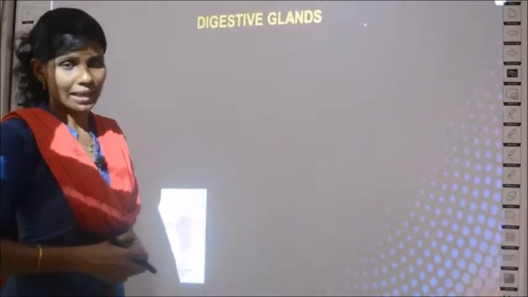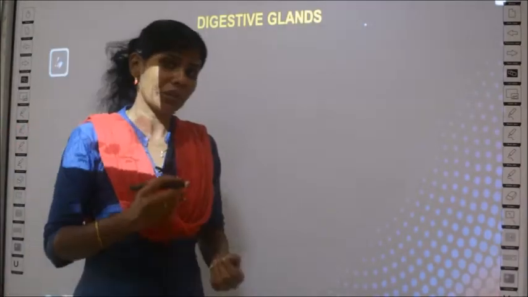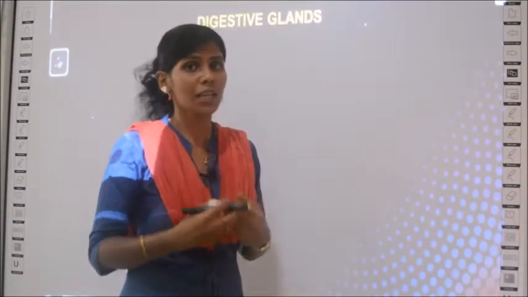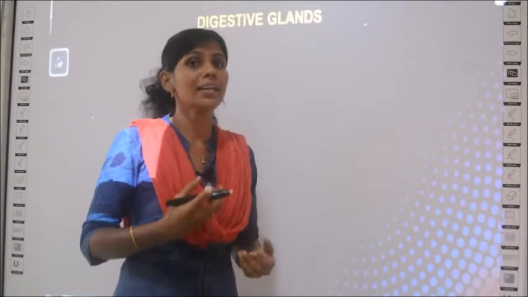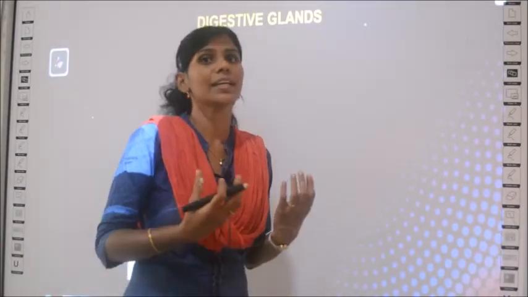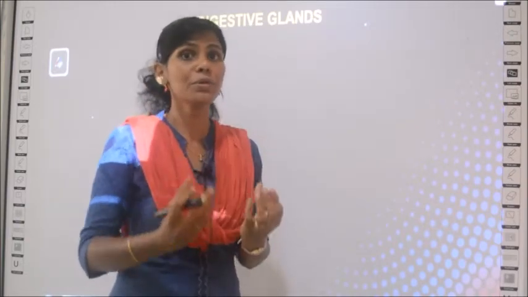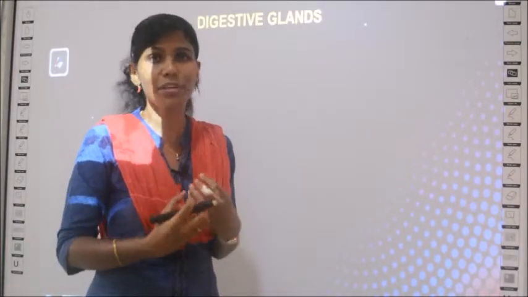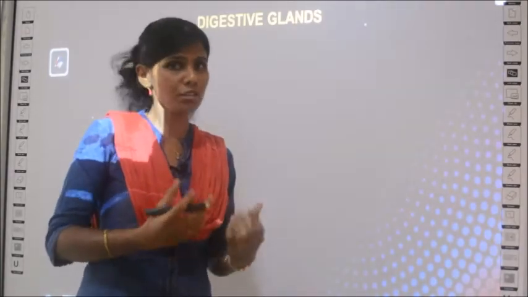Next we learn about digestive glands. What are glands? I gave you two examples already, right? For example, salivary glands produce saliva, tear glands produce tears, and gastric glands produce gastric juice, as you all know. So what have you understood from that? Glands always produce some fluid or a juice.